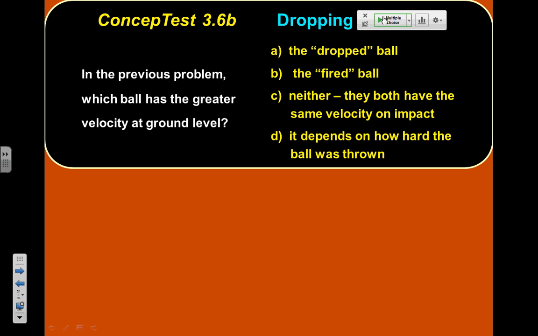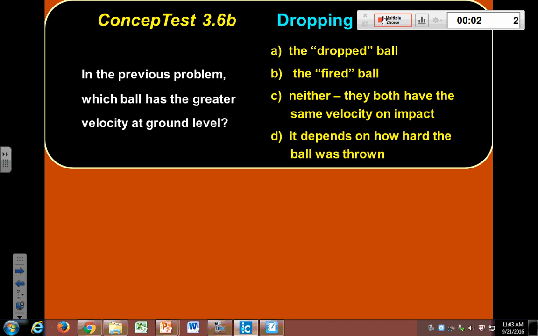All right, in the previous problem, which ball had the greater velocity at ground level? They both took the same time, but which has the greater velocity? Drop, fired, do they have the same velocity, or does it depend on how hard the ball is thrown? All right, let's do 45, just about 10 more seconds.